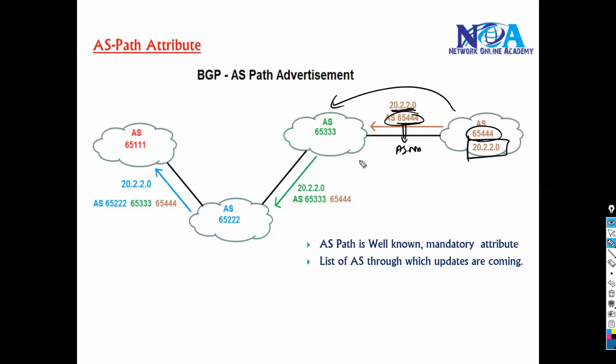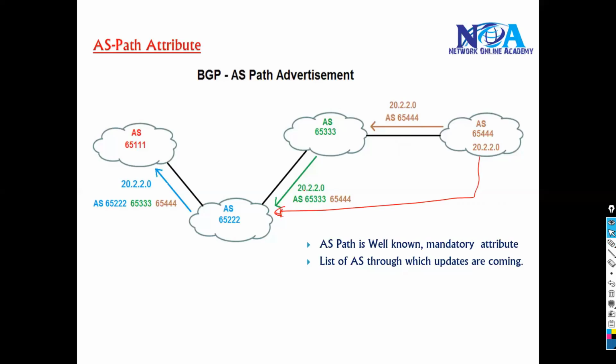Now, when this information is passed on from here to here, it is going to tell that this network is originating from this AS. This is my originating AS. And then it is going to this AS before it actually comes to this AS. So you can see the AS path information is written in the update. Likewise, when this AS is advertising to this one, it will advertise this AS path information in that BGP update.